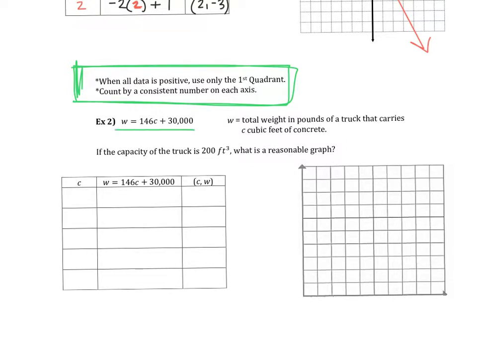You are given this equation, W equals 146C plus 30,000. It says W is the total weight in pounds of a truck that carries C cubic feet of concrete. Okay, so C is concrete, W is the weight of the truck. I want to know if the capacity of the truck is 200 cubic feet. What does capacity mean? How much it can hold, okay? So if the most the truck can hold is 200 cubic feet, what is a reasonable graph, okay?